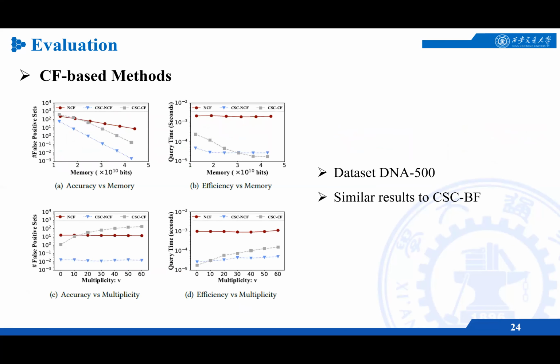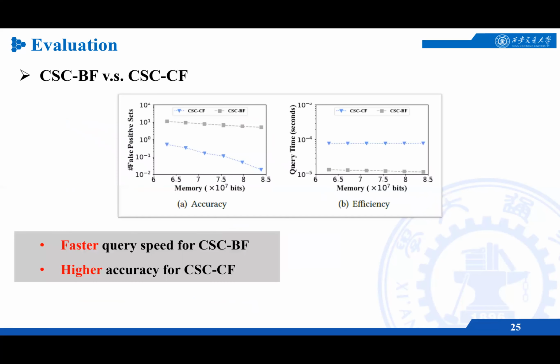For Cuckoo filter-based methods, we conduct experiments on dataset DA500, and the results are similar to CSC Bloom filter. Finally, we compare CSC Bloom filter with CSC Cuckoo filter on dataset RCV1 and observe that CSC Bloom filter has faster query speed, while CSC Cuckoo filter is more accurate.